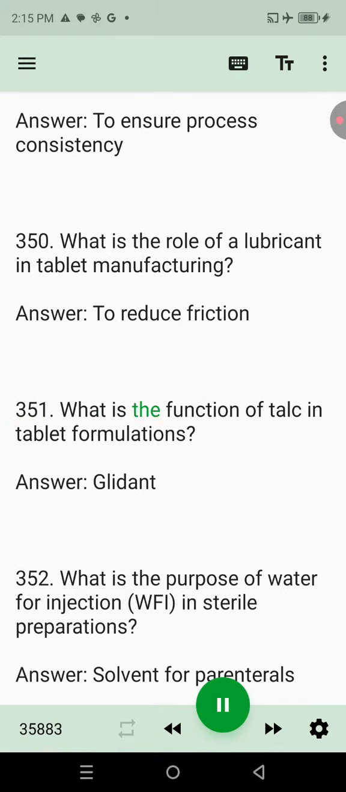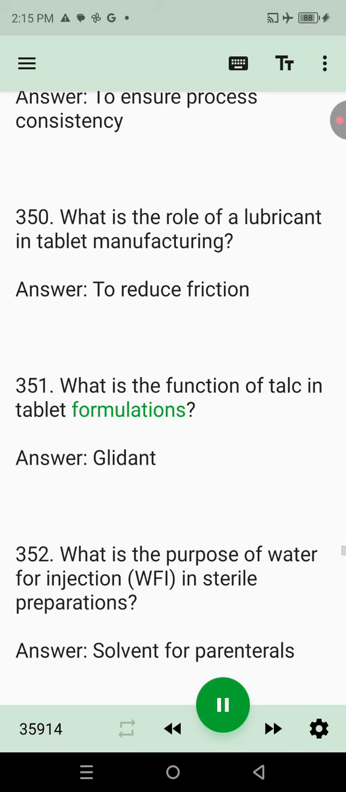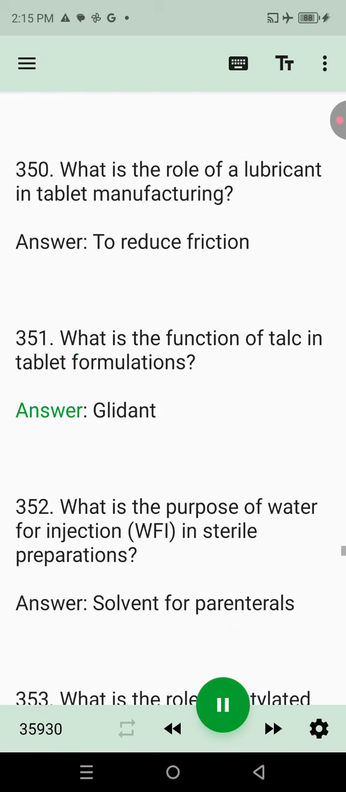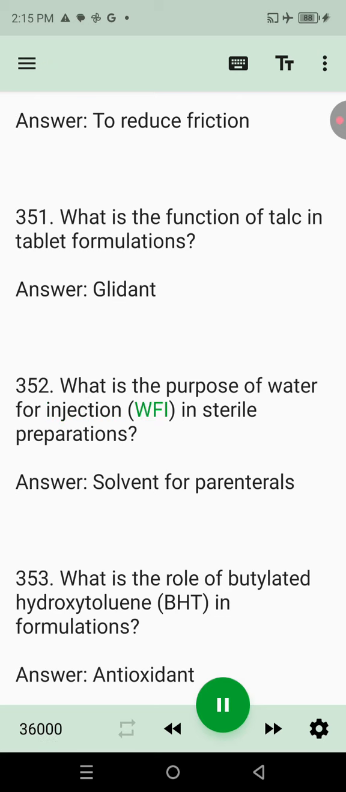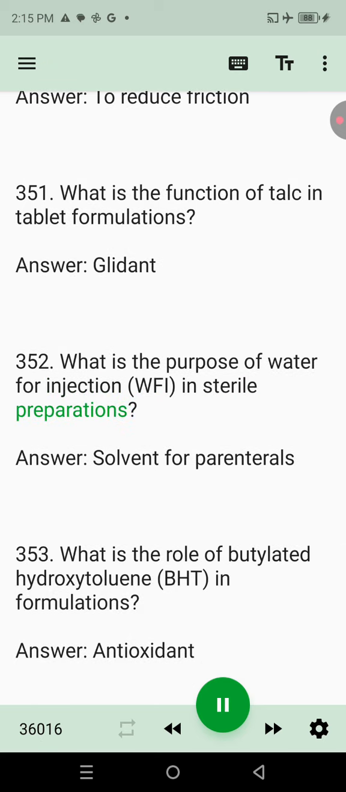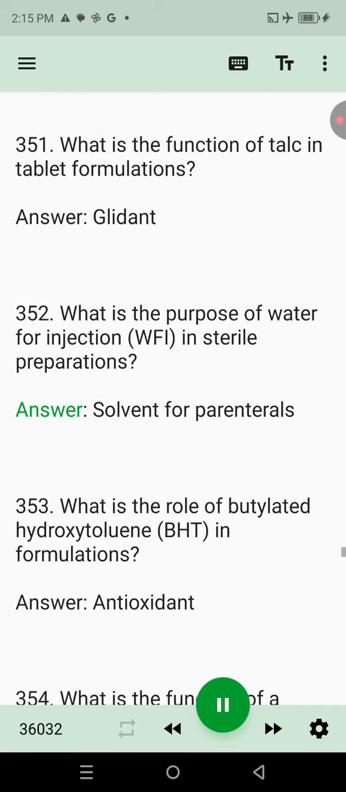351. What is the function of talc in tablet formulations? Answer: glidant. 352. What is the purpose of water for injection WFI in sterile preparations? Answer: solvent for parenterals.